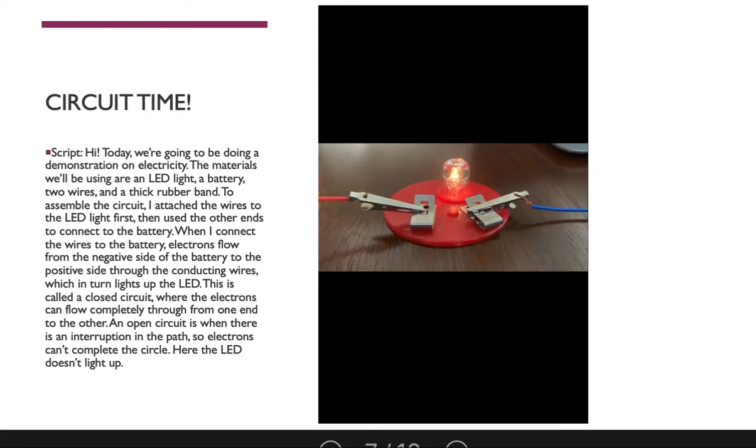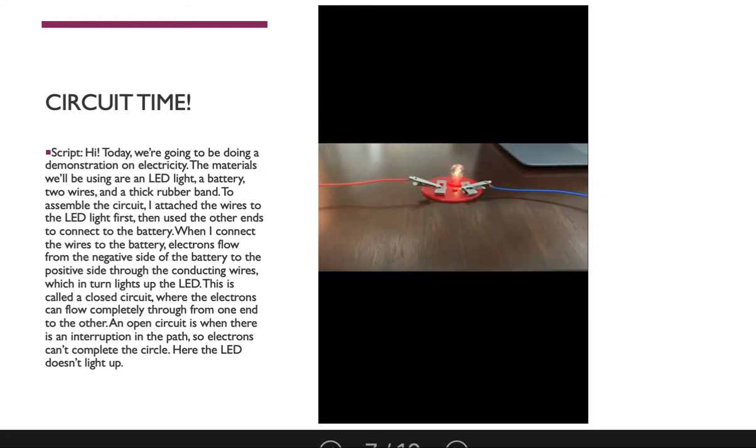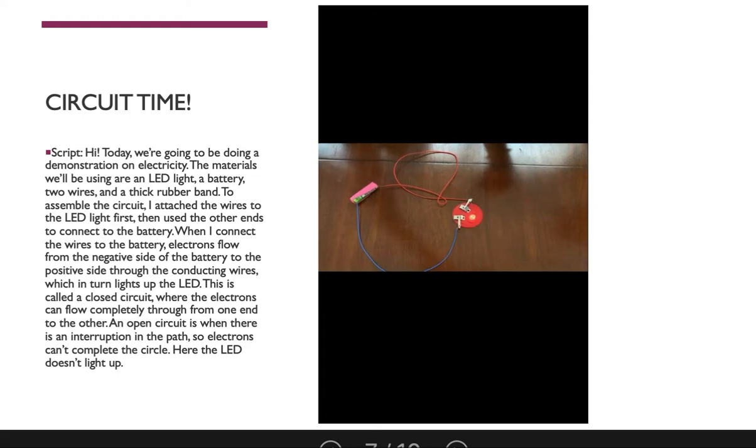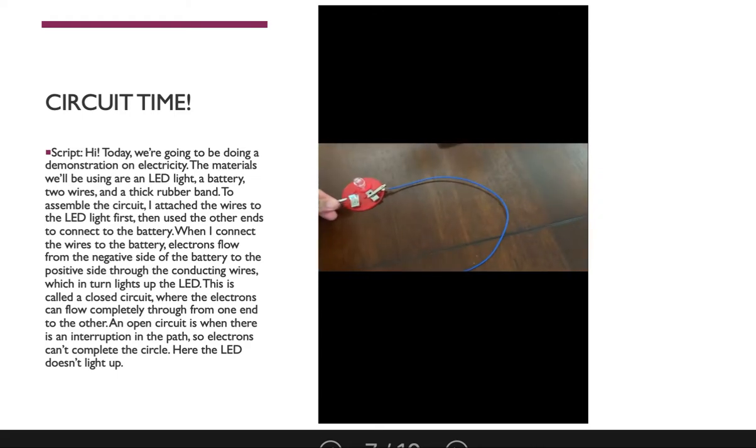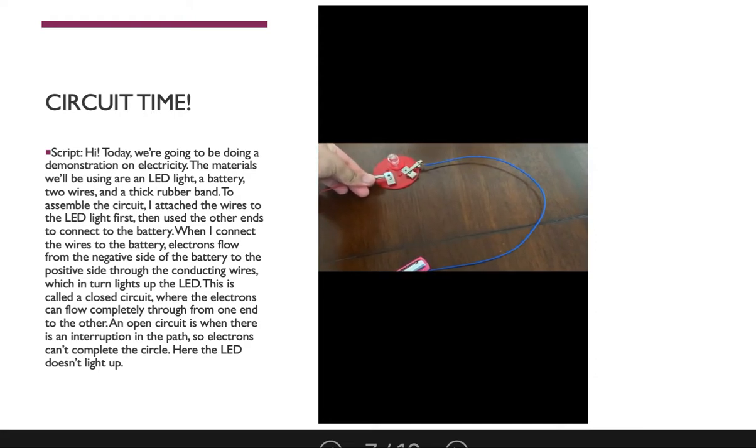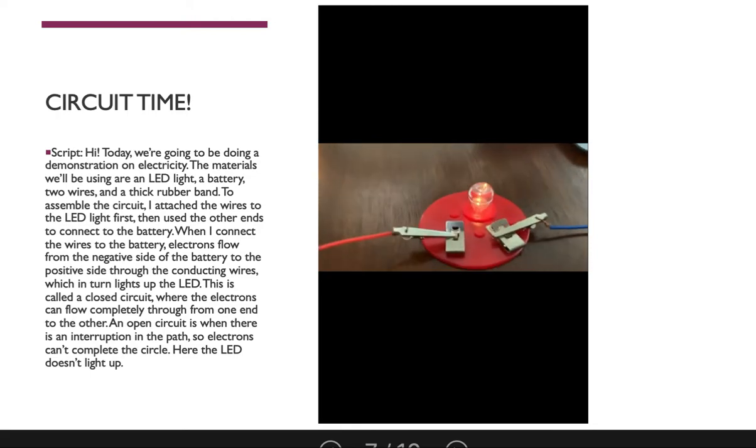This is called a closed circuit, where the electrons can flow completely through from one end to the other. An open circuit is when there is an interruption in the path, so electrons can't complete the circle. Before, the LED light did not light up.